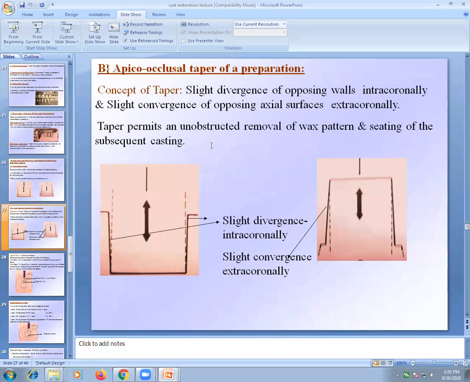So, taper, what is the function of the taper? It permits an unobstructed removal of the wax pattern and seating of the subsequent casting, right? It will be very difficult to remove if there is any undercut in the cavity. So what happens when we melt the wax? Then wax will flow into these undercuts, and due to the undercuts, when we try to remove that wax pattern, there will be fracture of the wax pattern.